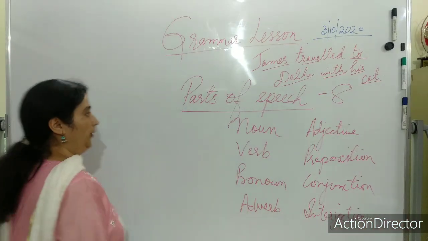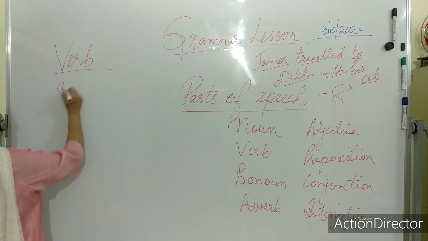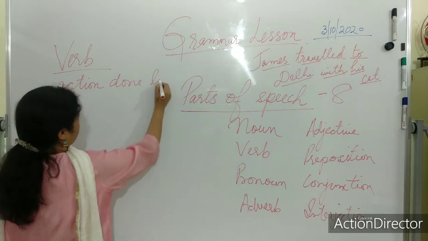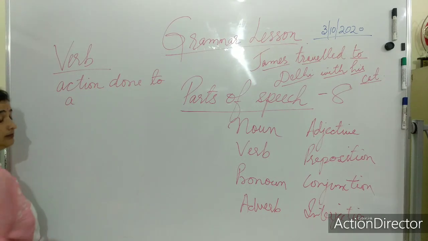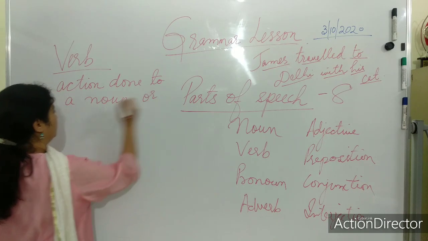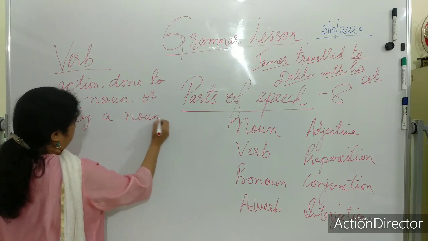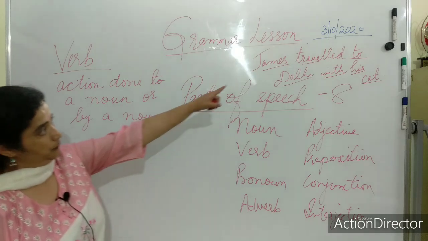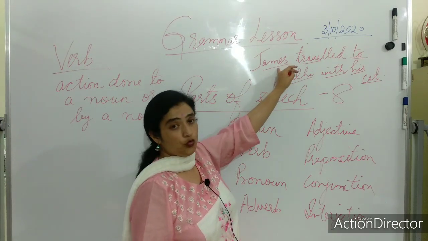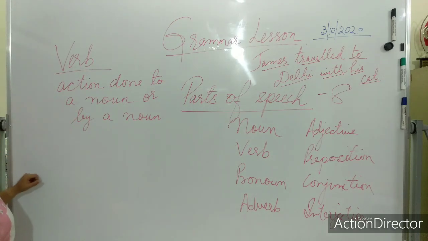Next is verb. What are verbs? Action done to a noun or by a noun. Verb: travel. What did James do? James traveled. So travel is the verb over there.